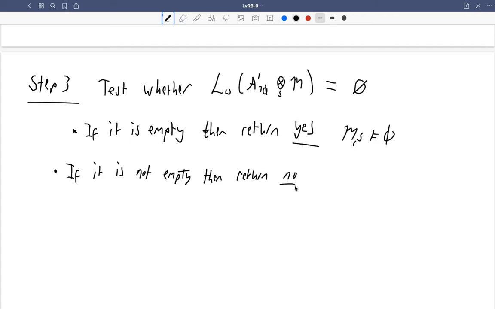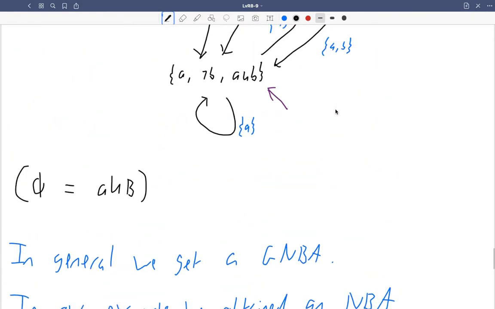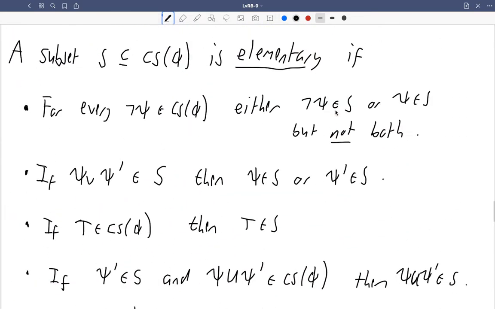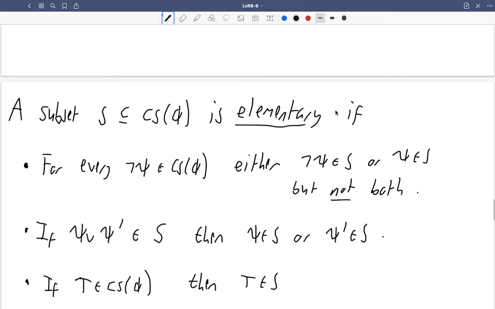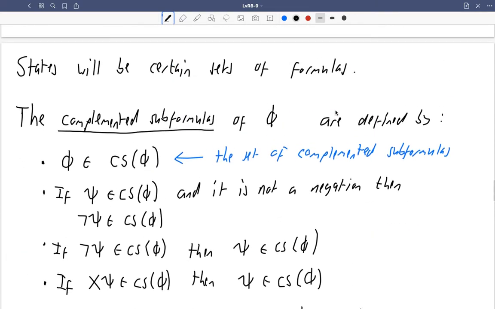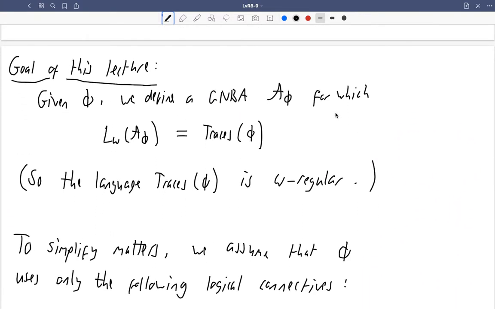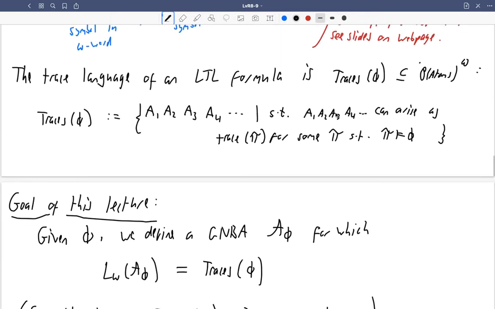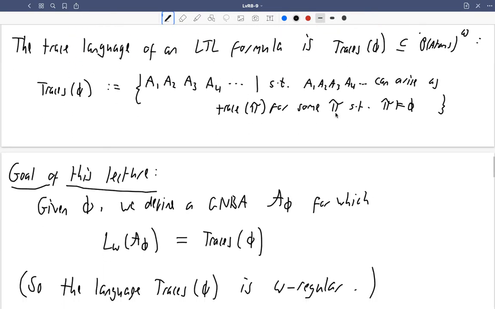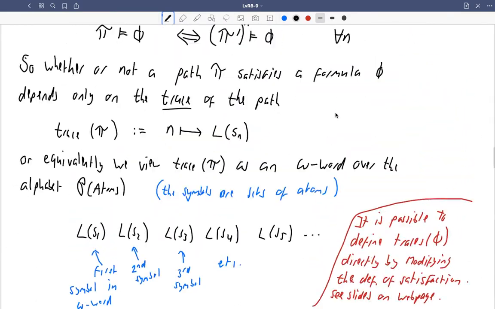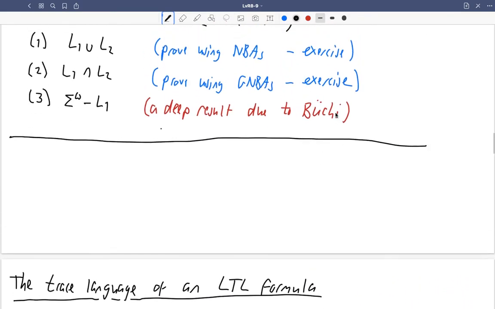But we can do more than that, because let me remind you that last week we looked at how to test a non-deterministic Büchi automaton for emptiness. That was in the first half of last week's lecture. It's really quite a long way back.